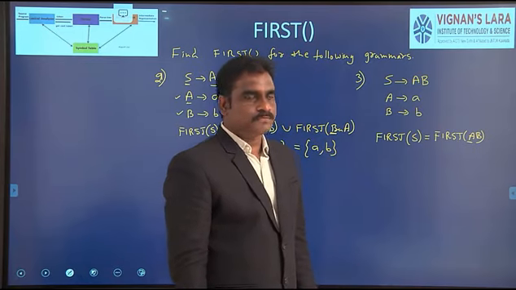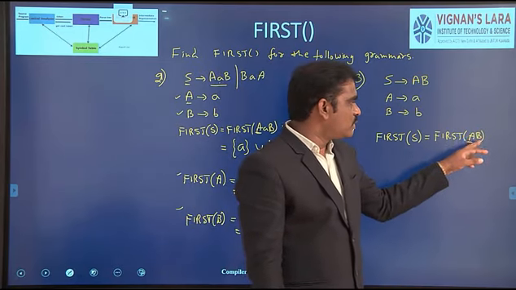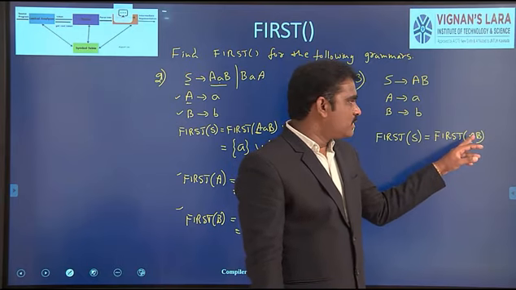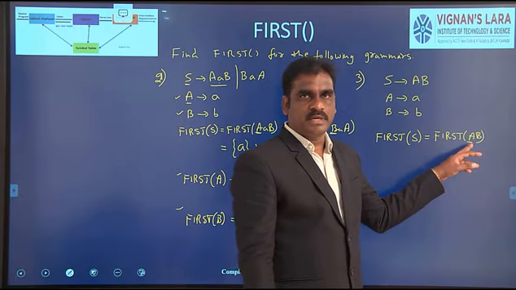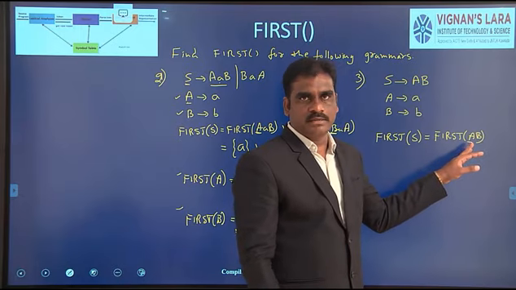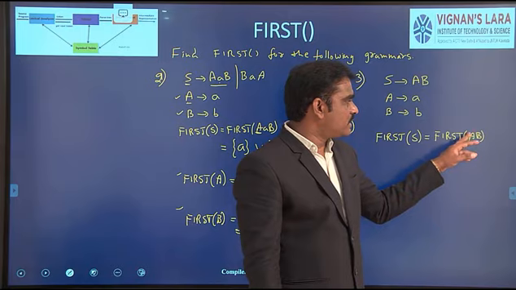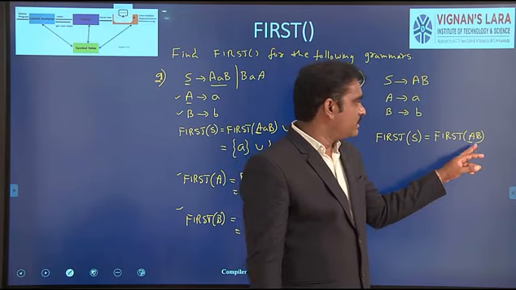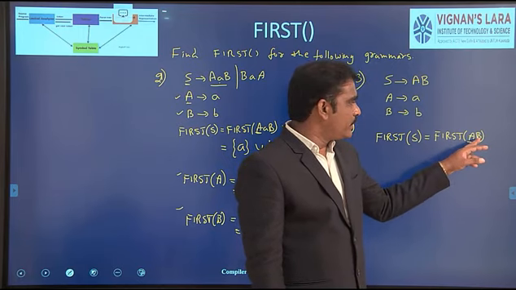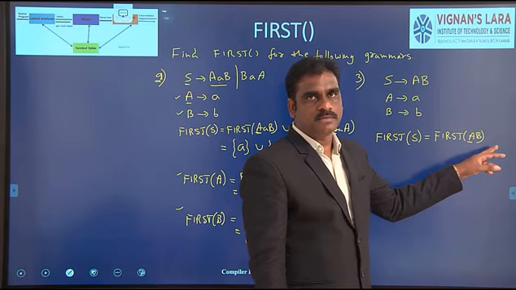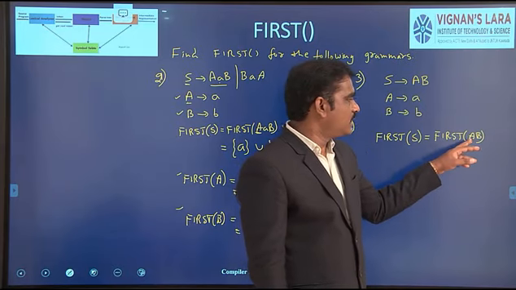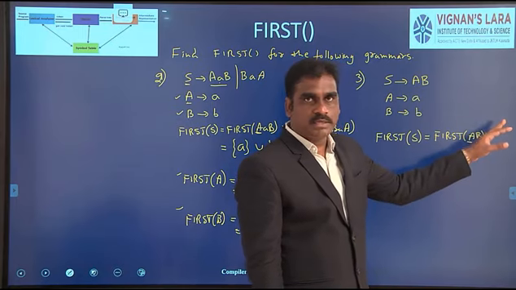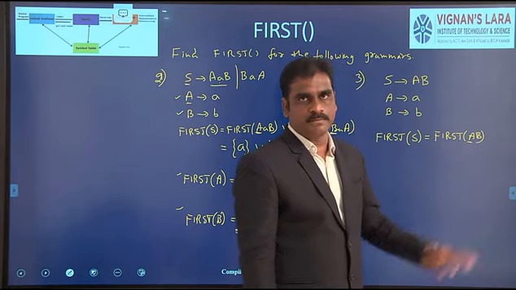As per rule 2, whenever two consecutive non-terminals are there, first find first of A. If first of A does not contain epsilon, the answer is first of A. Whenever first of A contains epsilon, then you perform the union with first of B, because first of A contains the epsilon symbol. That's why we can choose another symbol, that is B, first of B.